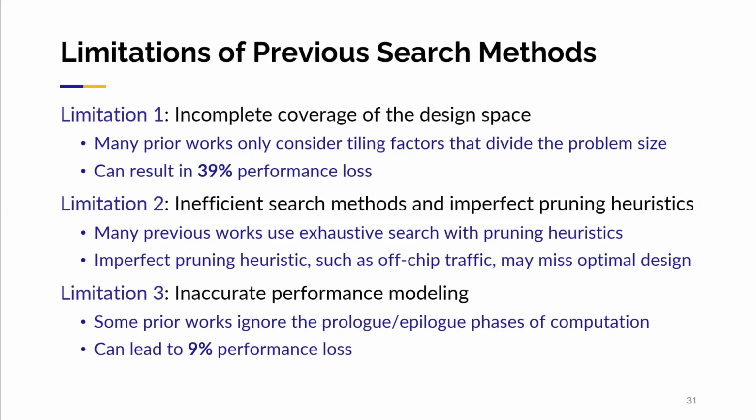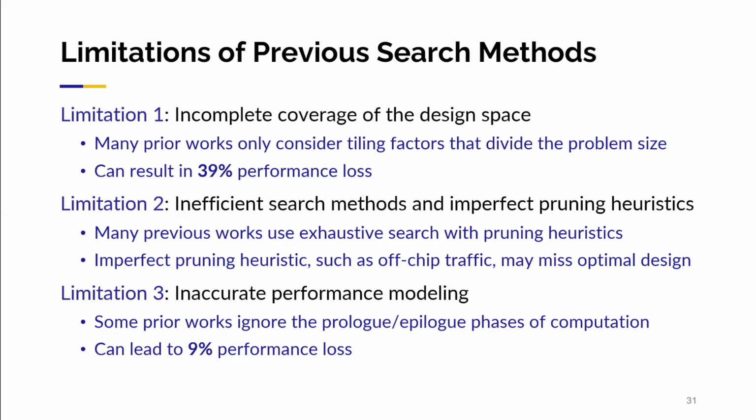So we found a few limitations in prior search methods. The first one is an incomplete coverage of the design space, where some prior works will only consider the tiling factors that divide the problem size. And we found that this can result in around 40% performance loss.